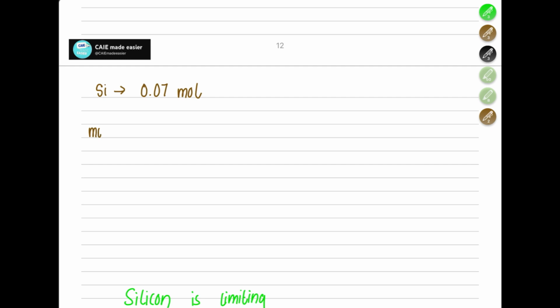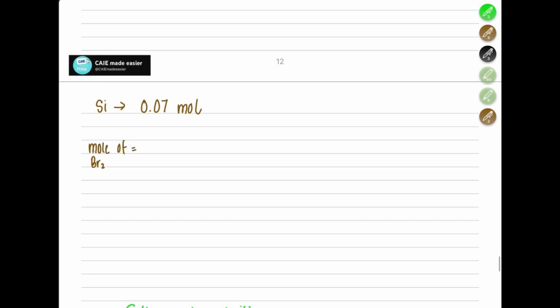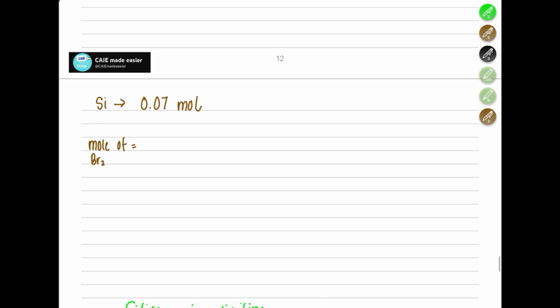Now the next step is to find the moles of bromine. So moles of bromine is going to be mass divided by Mr. Mass is 25 grams divided by 2 times 80. This gives us 0.15625 moles.